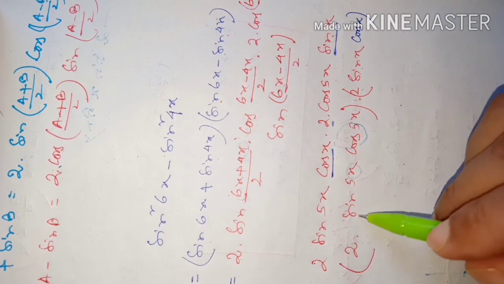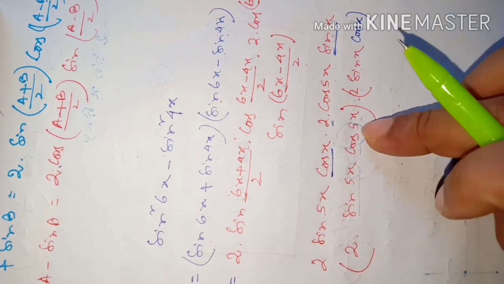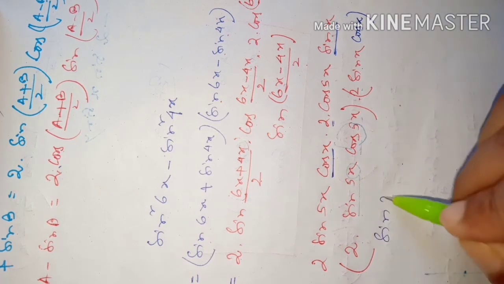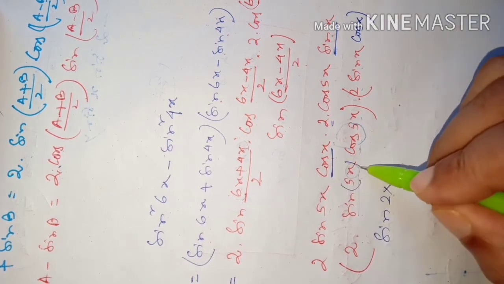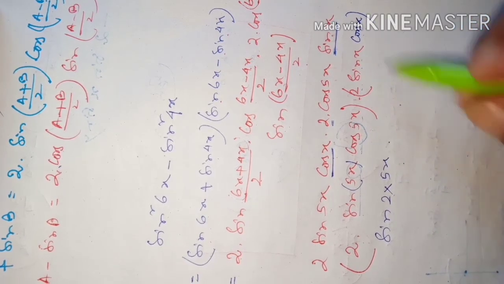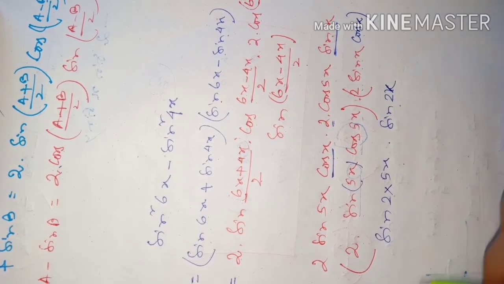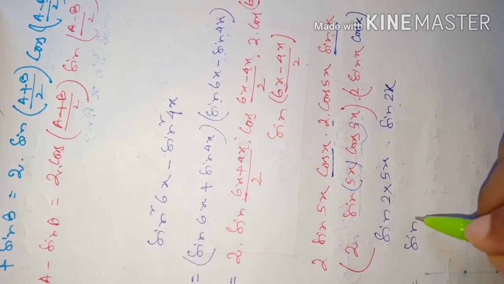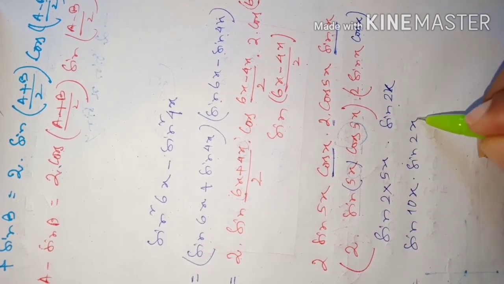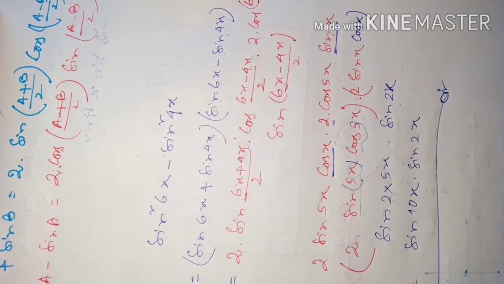So what did you get here? 2 times sin 5x cos 5x resembles 2 sin theta cos theta, that is sine twice theta, 2 into theta. 5x is theta, so 2 into 5x. Similarly, this one, 2 sin x cos x, is sine twice x. So what do we get here? Sine of 2 into 5x, that is 10x, into sine twice x. Okay, so this is our answer. This is the result. Okay, dear students.